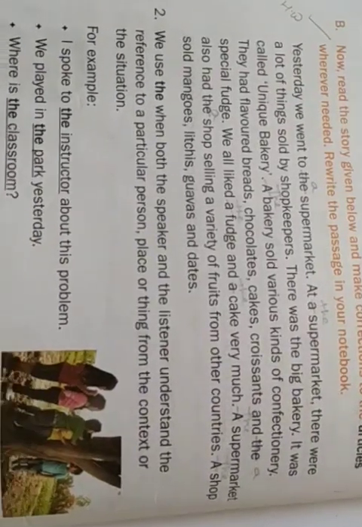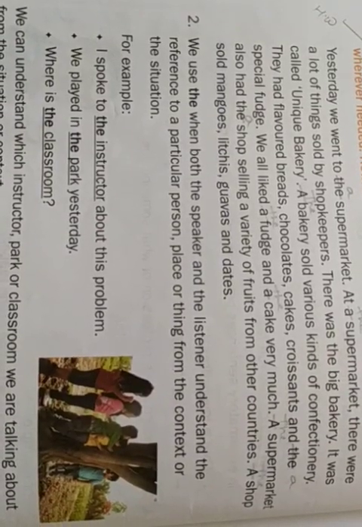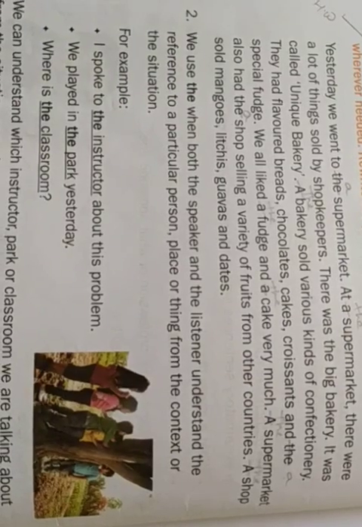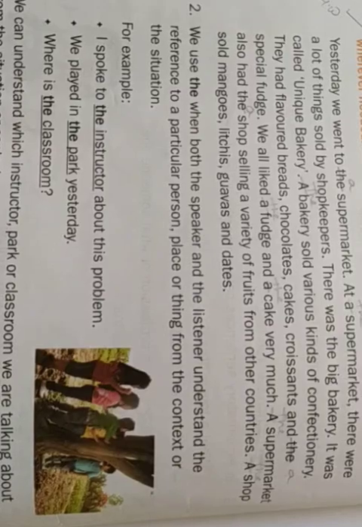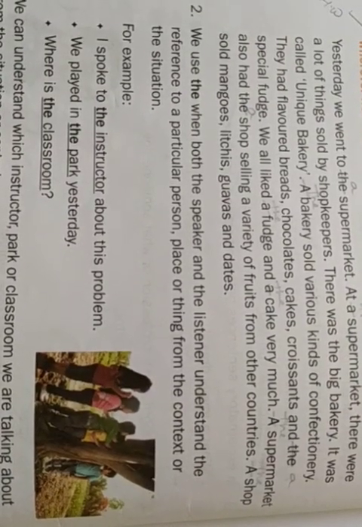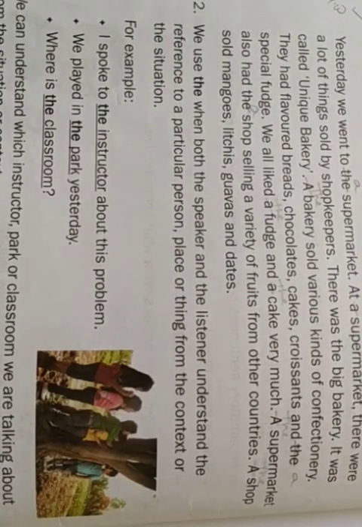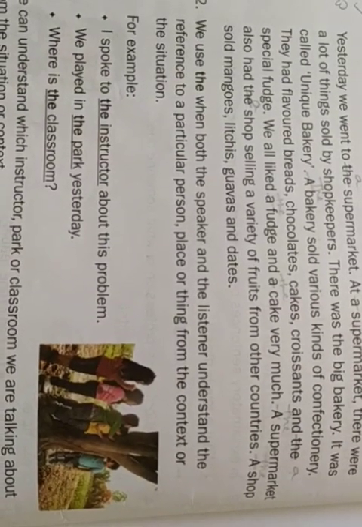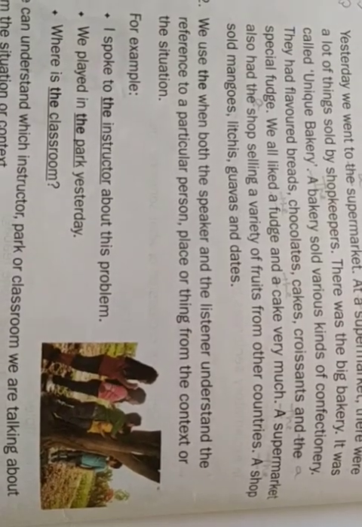Now the second rule is, we use "the" when both the speaker and the listener understand the reference to a particular person, place or thing from the context or the situation. Understood? When two persons are talking, the speaker and the listener understand the reference to a particular person, place or thing from the context or the situation. That time we are using "the".